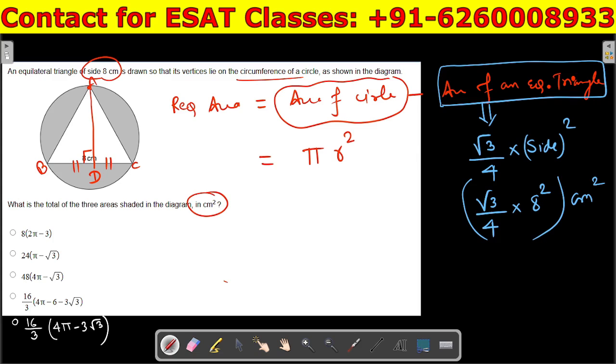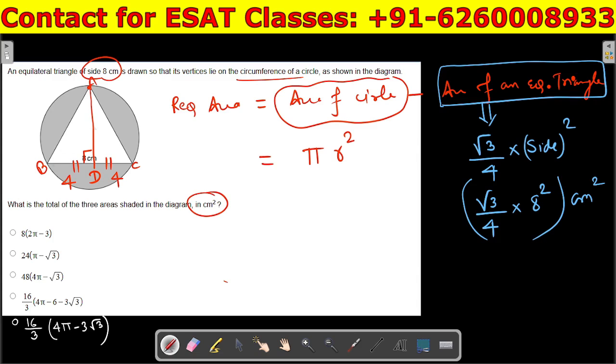Because if you want to solve quickly, then you should keep in mind some important results. So the result is, if you draw the perpendicular from a vertex to any side of an equilateral triangle, it will bisect the side, right? So we get that this is 4 and this is 4, because the complete side was 8 centimeter. Now we need the radius.